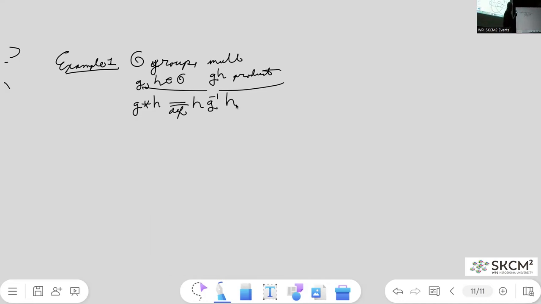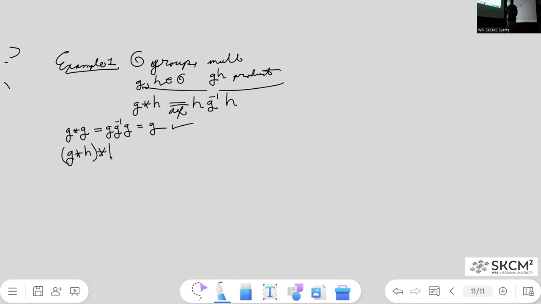Two H's and a G inverse in the middle. Try it out. G star G. By my definition, G inverse and G, which of course is just G. Okay. What about G times H, and then times H again?